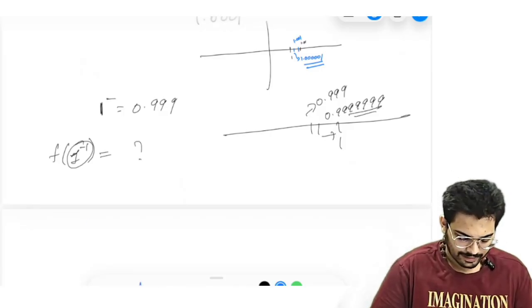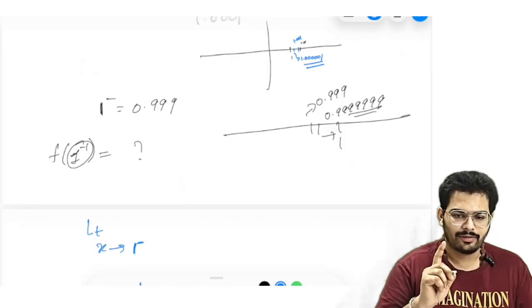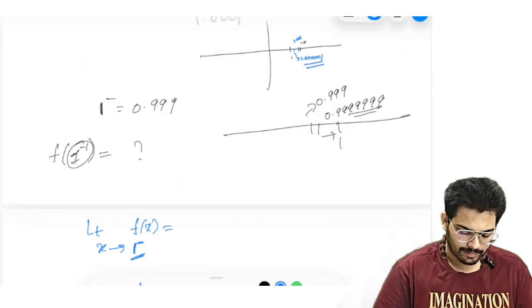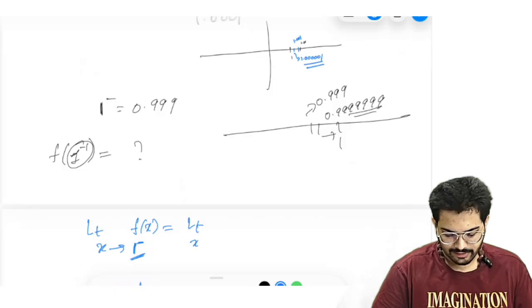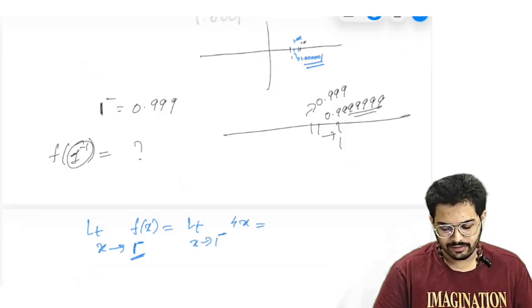In this case, we can find the limit, that is, what value the function is approaching from the left side, that is, what is the value of f of x if x is tending to 1 minus. In that scenario, this will be the limit as x tends to 1 minus of 4x, which is equal to 4.